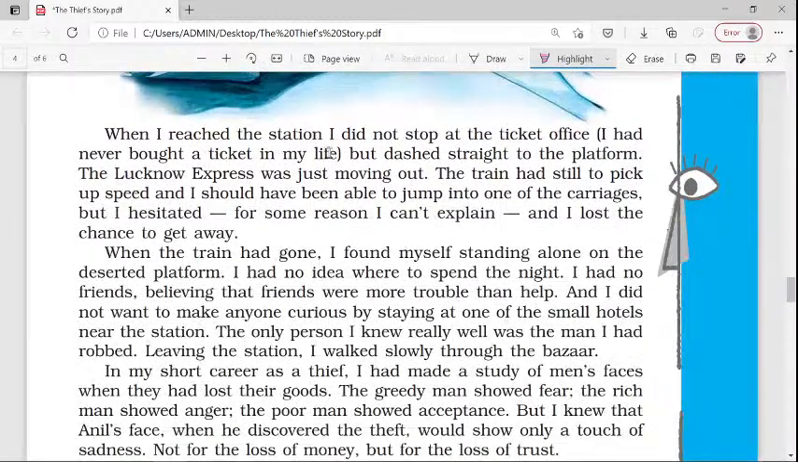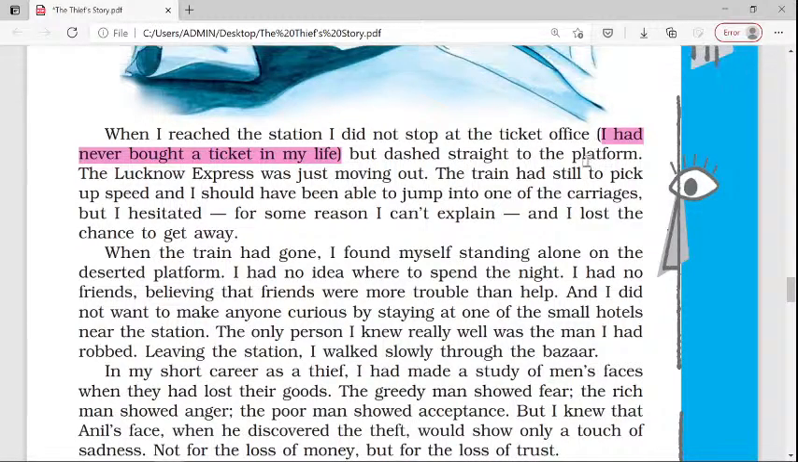When I reached the station, I did not stop at the ticket office. I had never bought a ticket in my life. So see his habit, he never bought a ticket in his life whenever he traveled by train, but dashed straight to the platform. The Lucknow Express was just moving out.